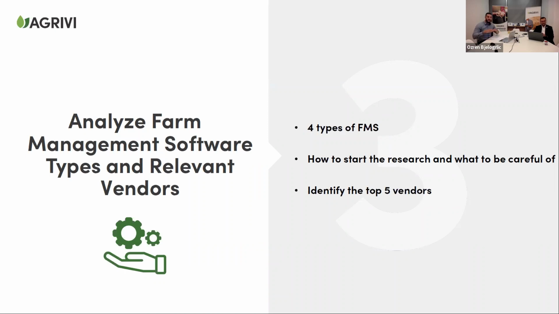When we talk about FMSs in our industry, there are usually 4 types of FMSs, and we'll touch on them just in a couple seconds. The second thing that we will cover within this group category is how to start the research and what to be careful of or aware of. And to finish up, section 3 or step 3 should be identifying the top 3 vendors.